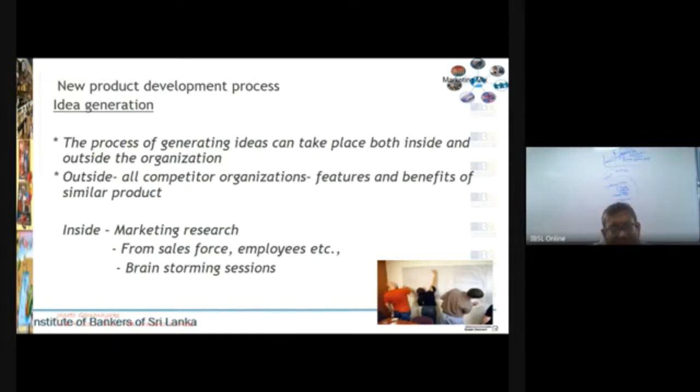What may be the ideal children's savings account? You can take ideas from both inside as well as outside. Sometimes your bank has not started, so you may not be in a position to get internal inputs. But if your bank is there, you can get input from the people in your organization, that is your employees. Or you can go outside.